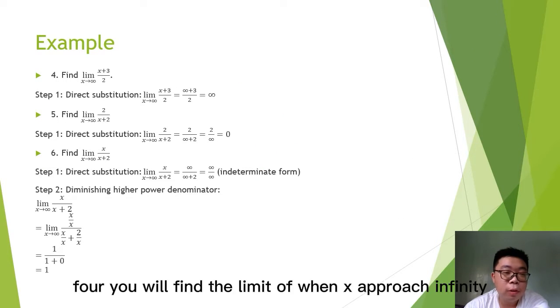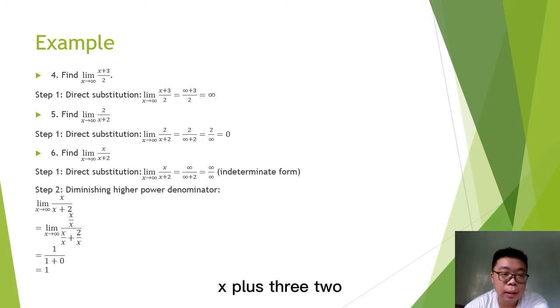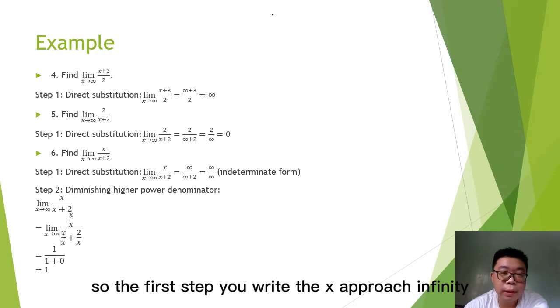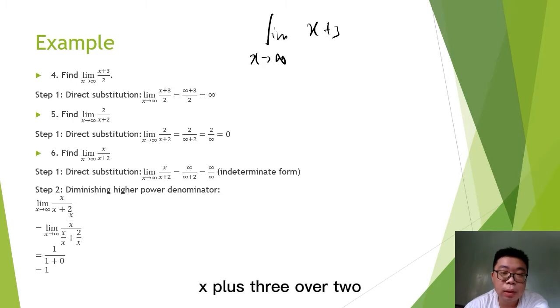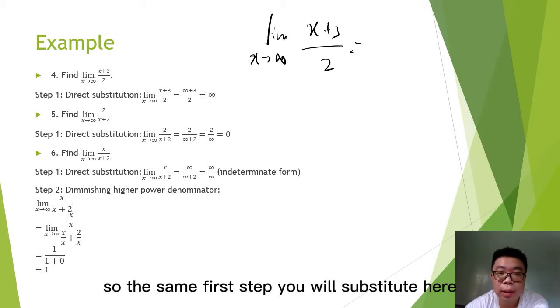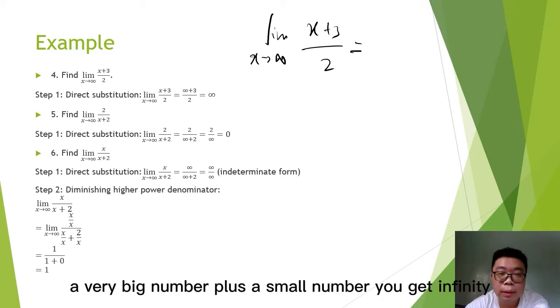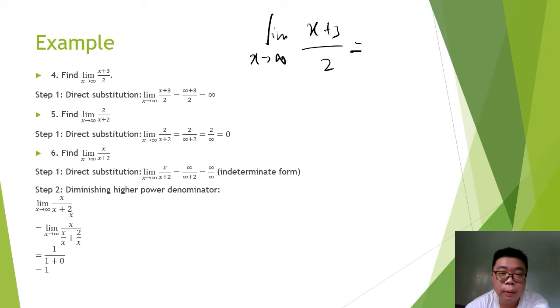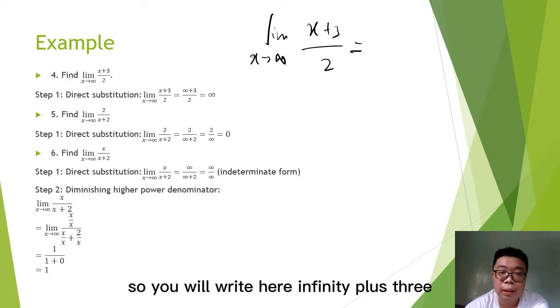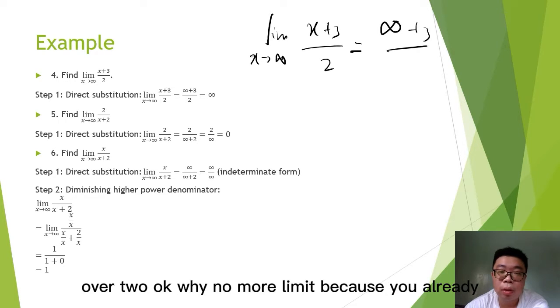Okay, for example 4, you will find the limit as x approaches infinity of (x + 3) / 2. The first step, you write the limit as x approaches infinity of (x + 3) / 2. Substitute infinity here. You get infinity, a very big number plus a small number, you get infinity. Over 2, you still get infinity. So you will write here infinity plus 3 over 2.